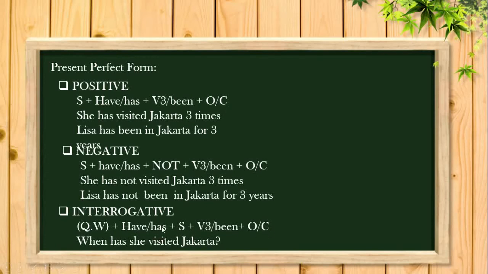Nah, for example, tadi kan dikatakan she has visited Jakarta 3 times. Sudah mengunjungi Jakarta sebanyak 3 kali. Maka dia membuat kalimat tanya. When has she visited Jakarta? Kapan dia telah mengunjunginya? Oke, Anda bisa menjawabnya sendiri ya.